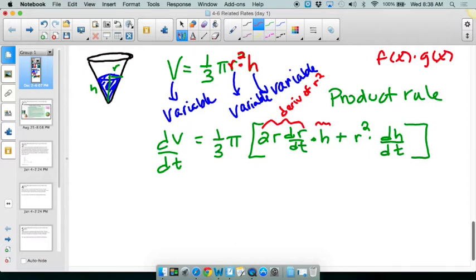Does that help? The nice thing is, I just wanted to throw this out there. This very rarely happens. It won't happen on the WebAssign. I'm digging through AP questions. I haven't found anything like this. It's a possibility, but I haven't found it yet.